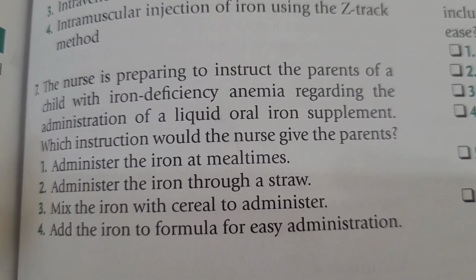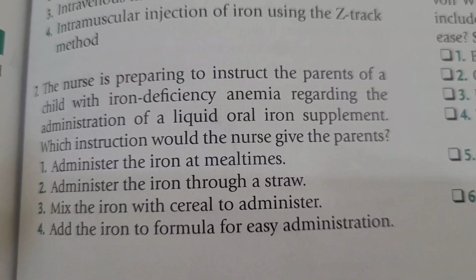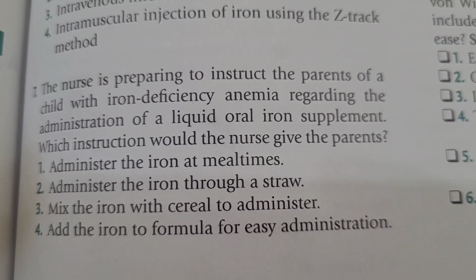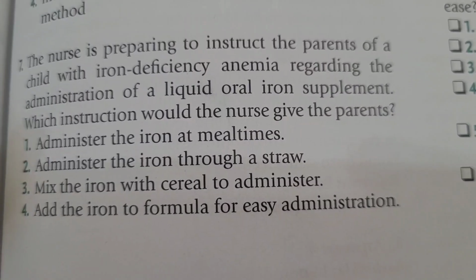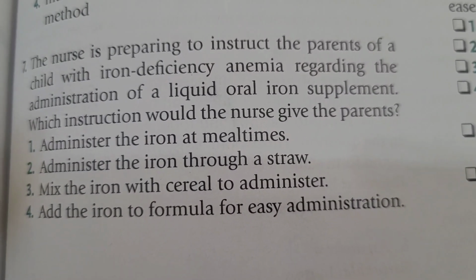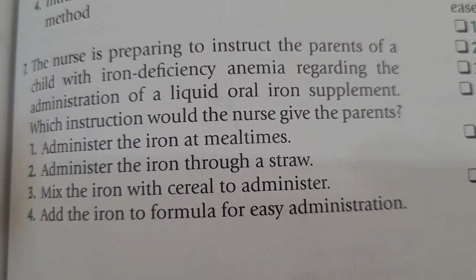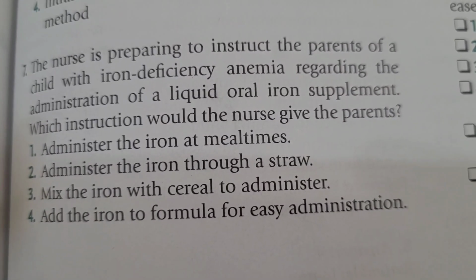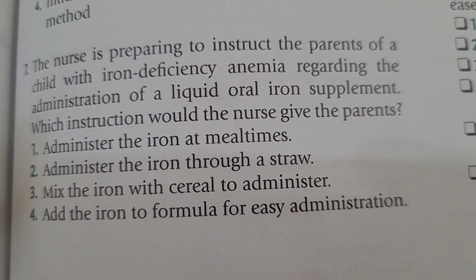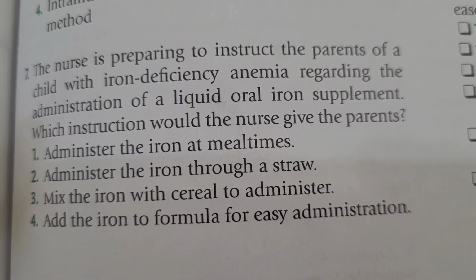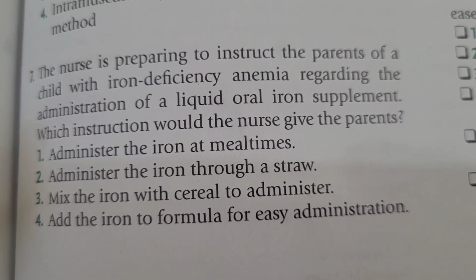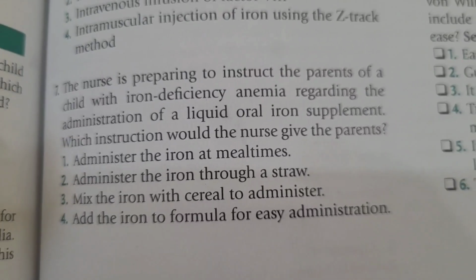If we talk about number 1, administer the iron at meal times, iron should always be given between meals, because absorption is decreased if there is food in the stomach. Iron requires an acid environment to facilitate its absorption. So always give it between meals. And our right answer is here, administer the iron through a straw.